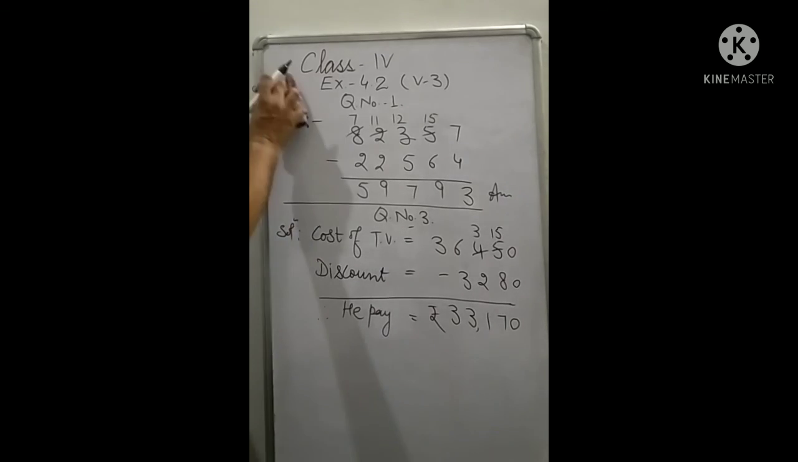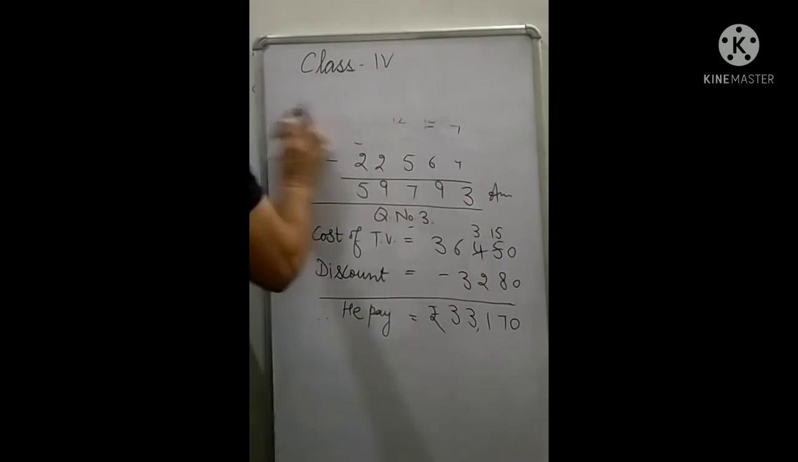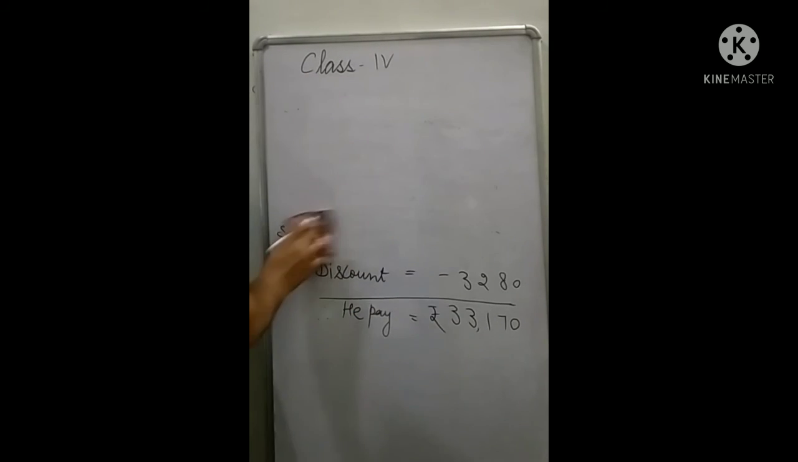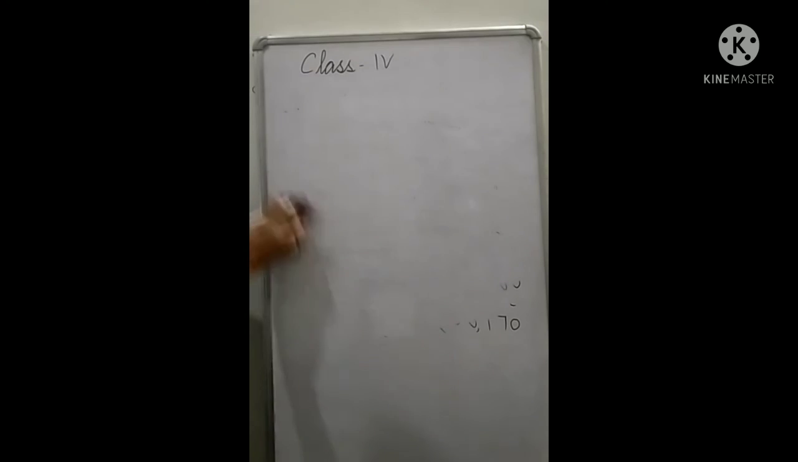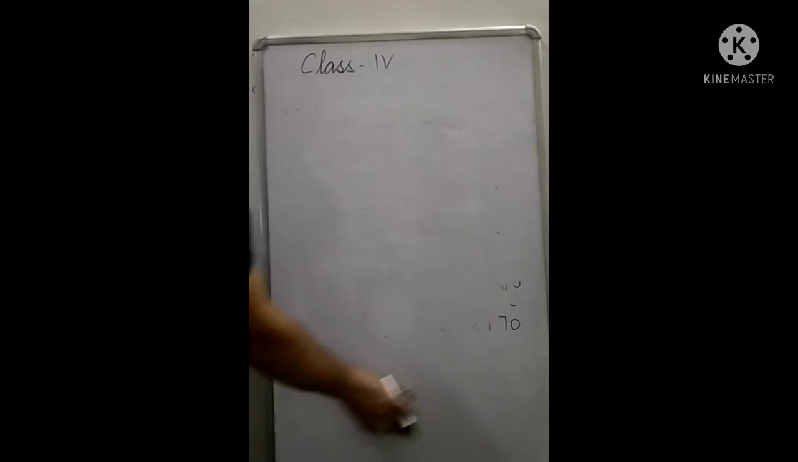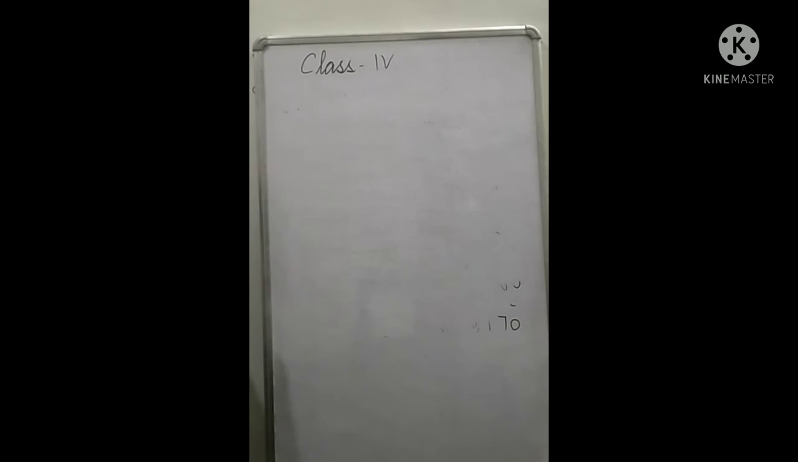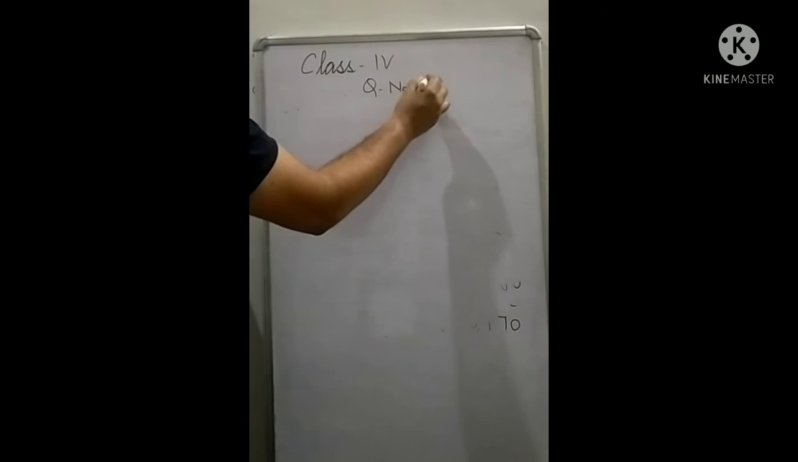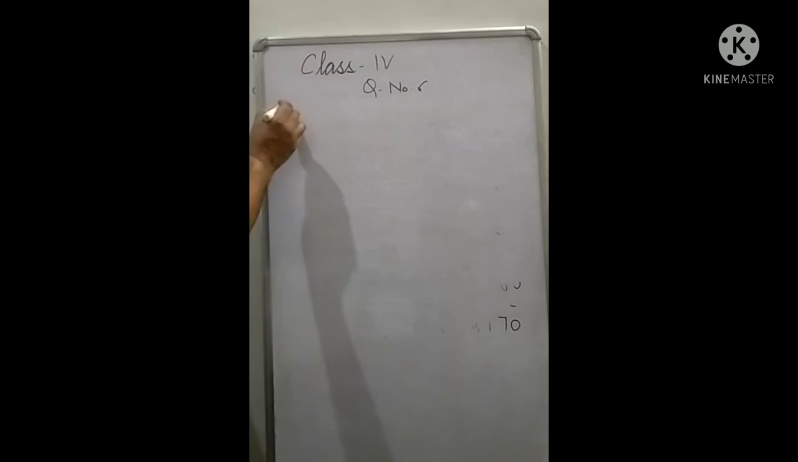Now let us start question number 6. Here in question 6 the statement is: Sobin earns rupees 8,235 each month and his expense amount is rupees 7,312. So how much does he save in a month? So this is question number 6. Let us start the solution of this.